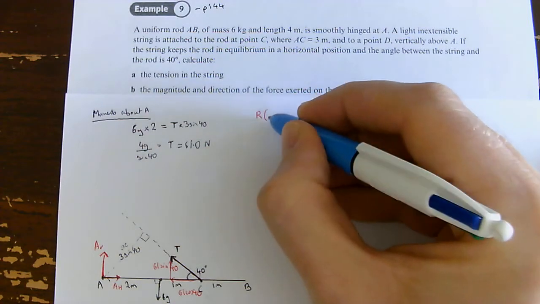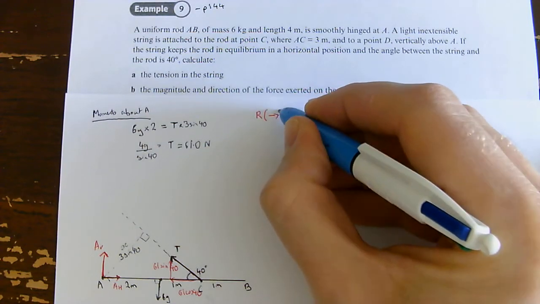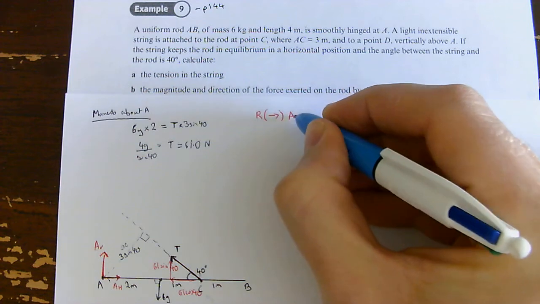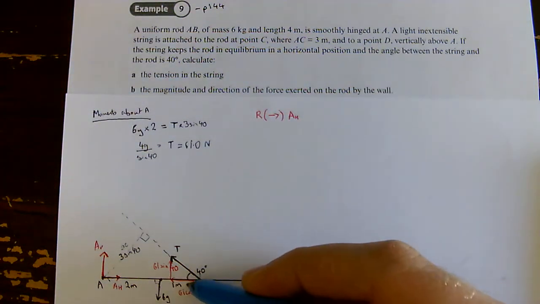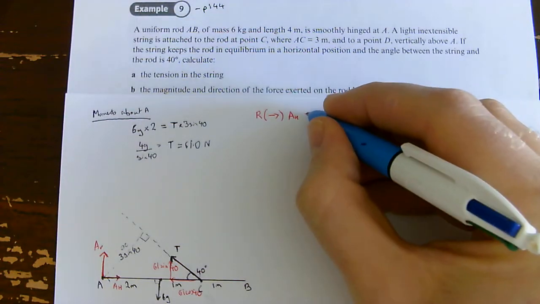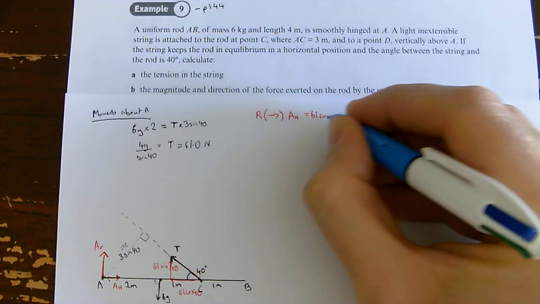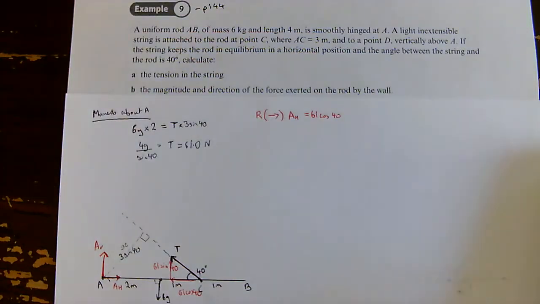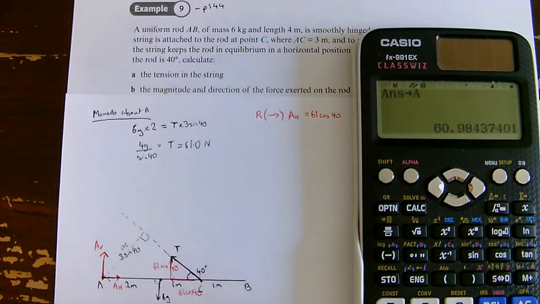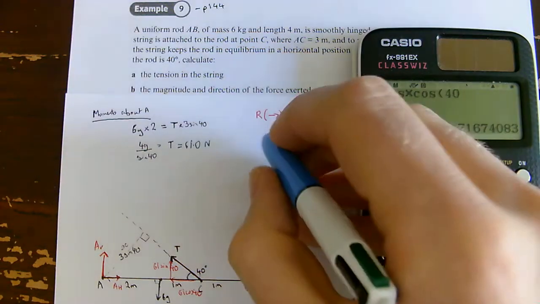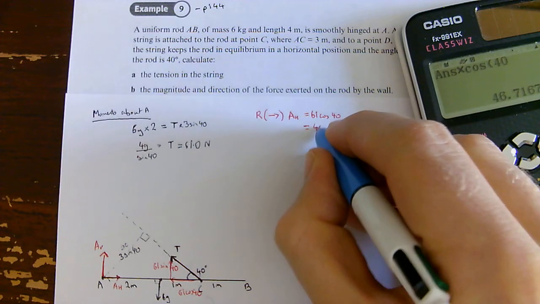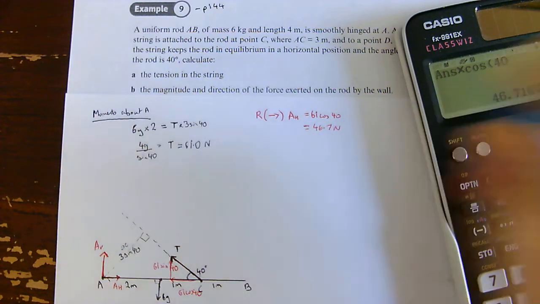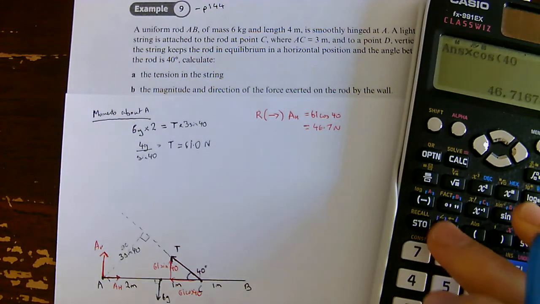Resolving horizontally, let's resolve to the right. It tells me that the rightward component of the force at A must equal the leftward component of the force here, which equals 61 cos 40. On my calculator, I'm going to do that as A cos 40, which gives me an answer of 46.7 newtons. And I'm going to again just store that in B.